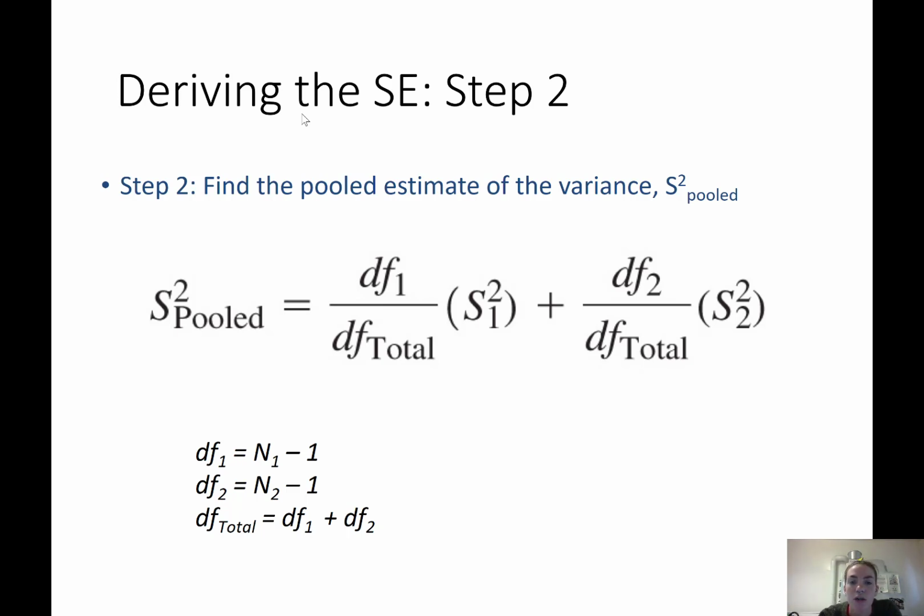You see a new term here that's introduced, and that is DF total. DF total, or degrees of freedom total, is equal to the degrees of freedom for group 1 and the degrees of freedom for group 2, where degrees of freedom for each group is n minus 1.